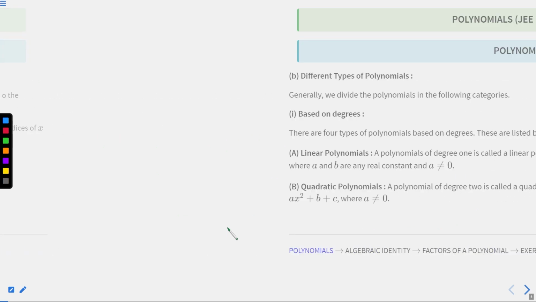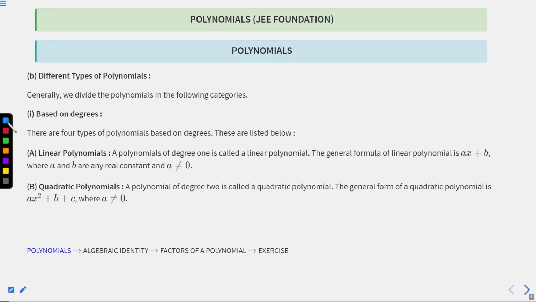Now, the different types of polynomials. Some polynomials are classified based on degree. For example, linear polynomials. Linear polynomials have degree 1.